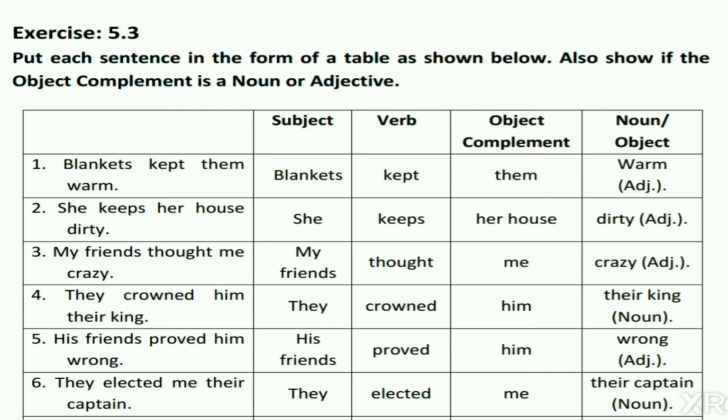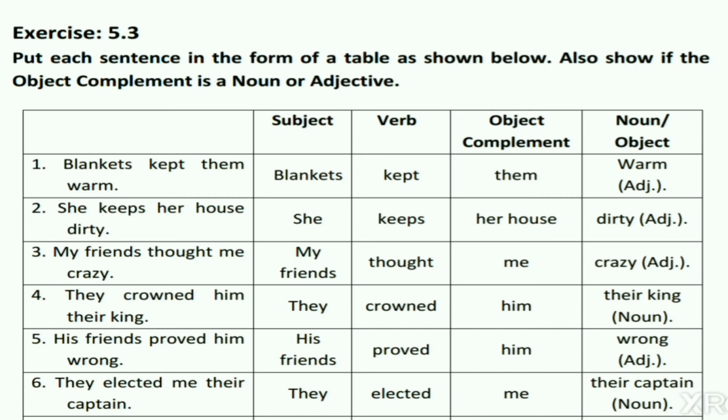First one is blankets kept them warm. So the subject is blankets, verb kept, object them, and the object complement warm, and it is an adjective. Second, she keeps her house dirty. She is the subject, verb is keeps, object her house, and the object complement is dirty, an adjective.